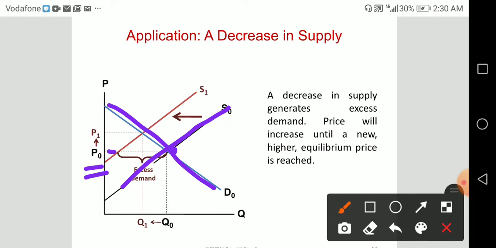Q0, price 0 with Q0. Okay, the quantity here was, as we see here, Q0. And what happened when the price increased? So I'm having here what? The price increased to this point.